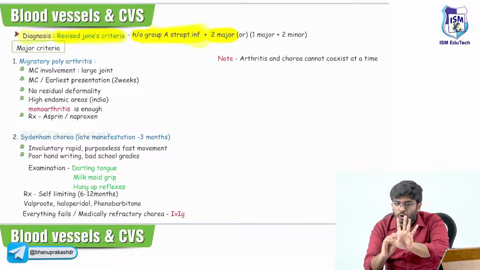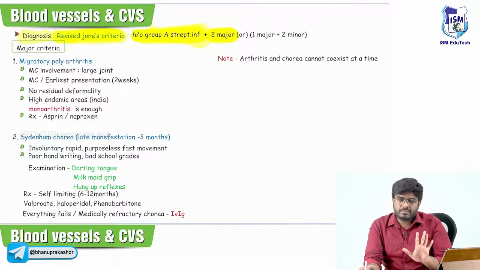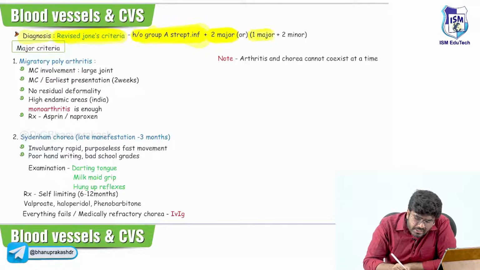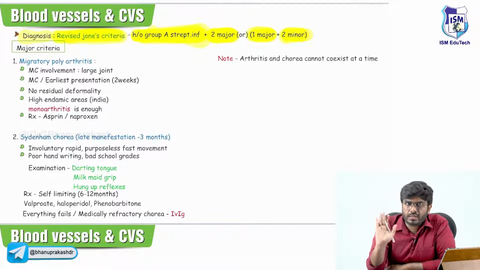You know, JONES. There are 5 major criteria. Out of these 5, at least 2 major criteria should be present. Or at least 1 major criteria should be there, along with 2 minor criteria. You don't know what the minor criteria are. Later I will explain what the minor criteria are.